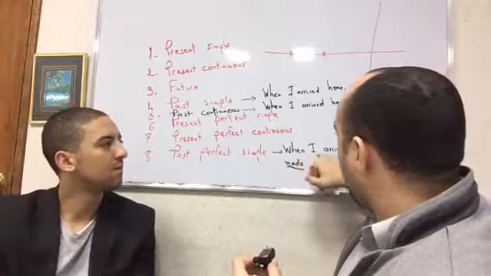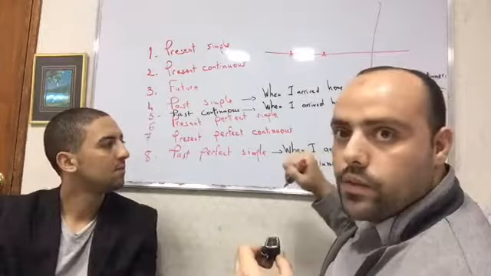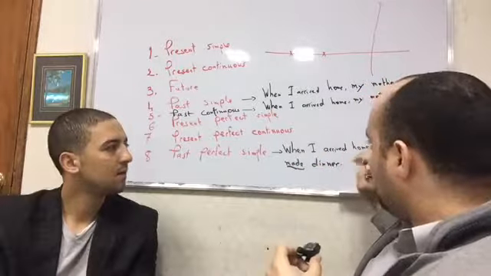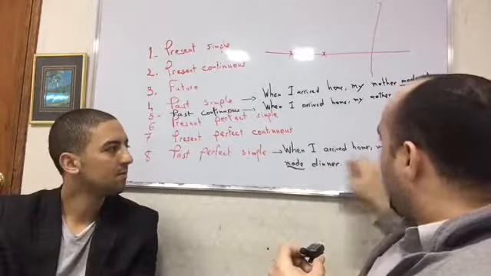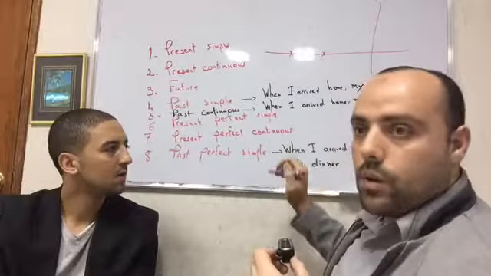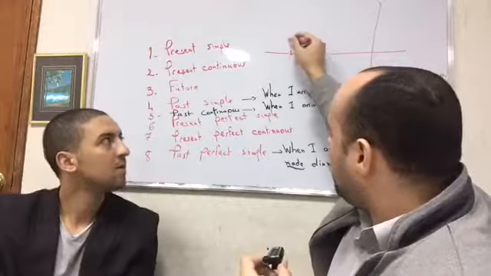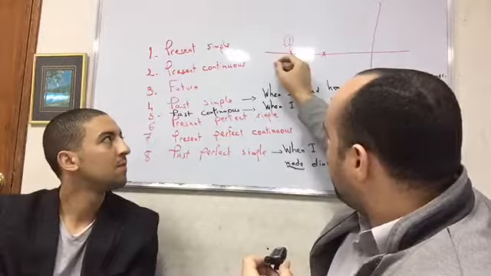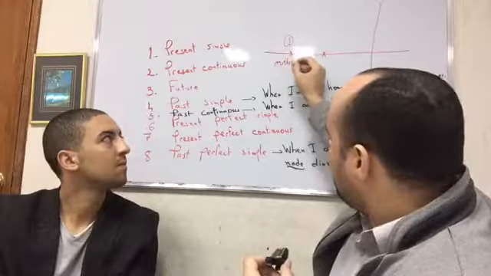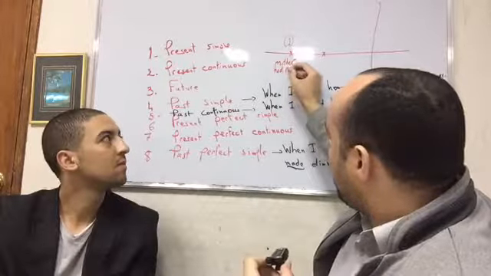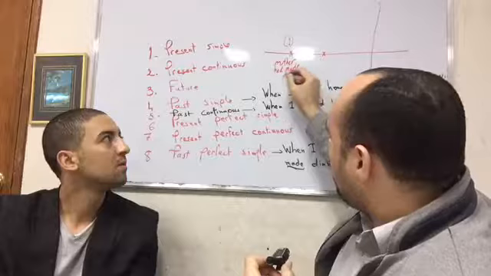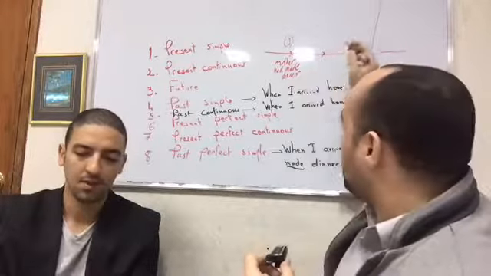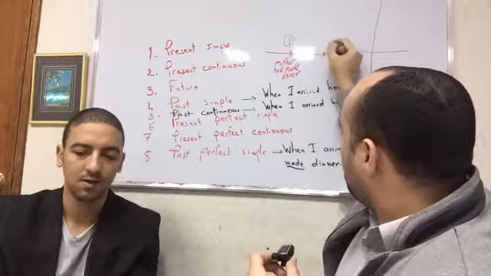For example, here, when I arrived home, which one happened first? Let's continue, students. My mother had made dinner. So here, the first action that happened is that the mother had made dinner. And then the second action is I arrived.